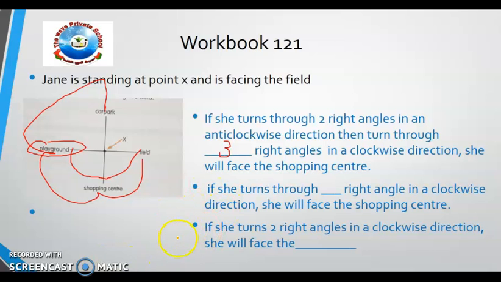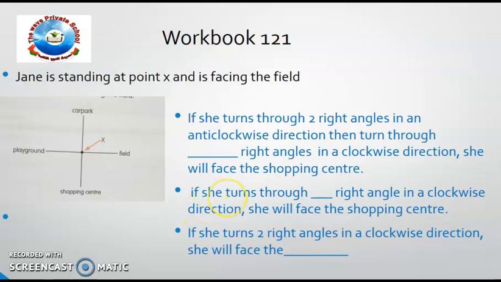Now she said if she turns through... Okay, so for grade 3 question number 2 we have to read the question again. This is finished. For question number 2, read again the question. Jenny is standing at position X and is facing the field. It means she is here. So if she turns through dash right angles in a clockwise direction, she will face the shopping center.